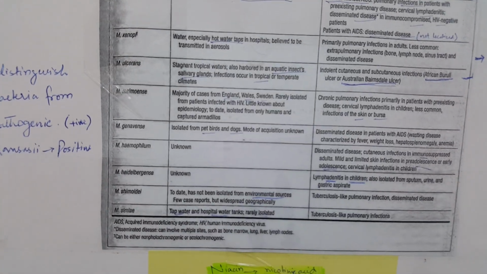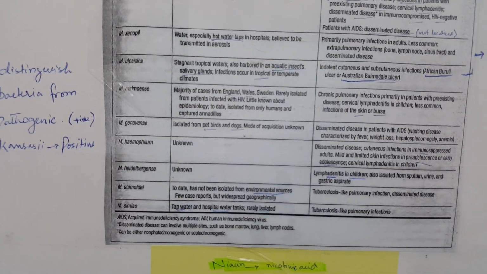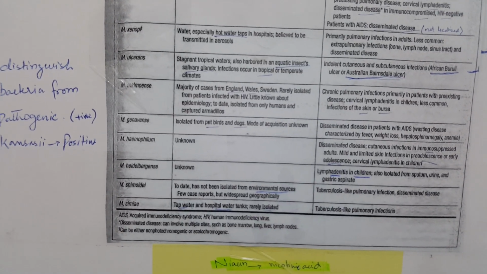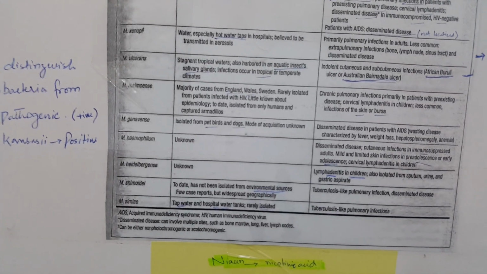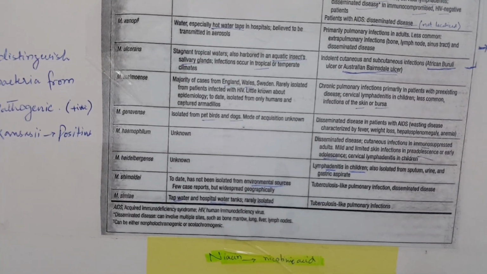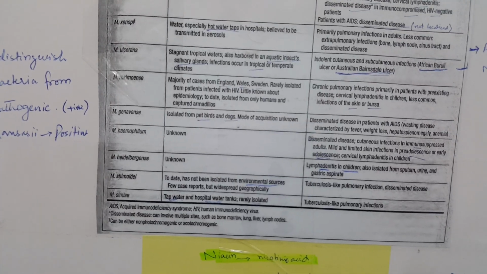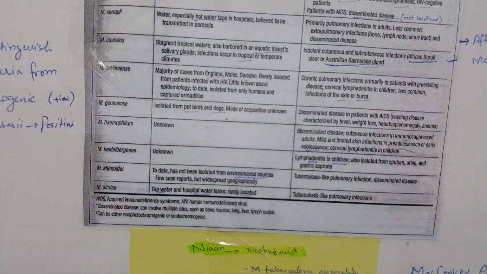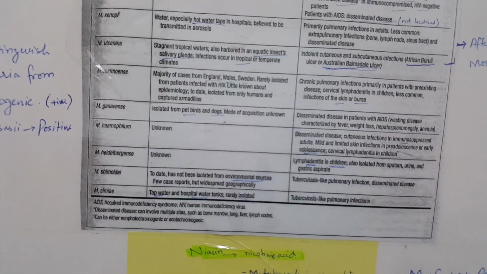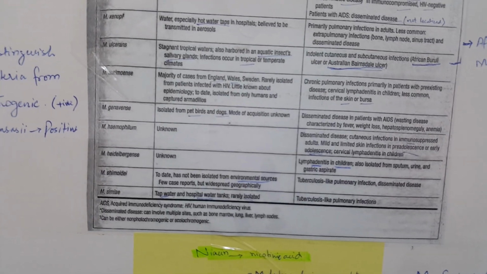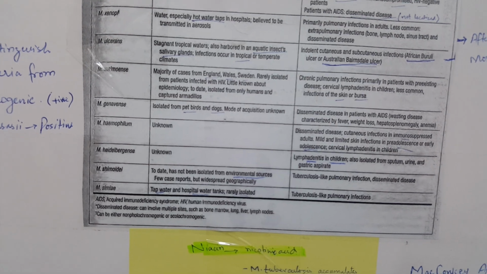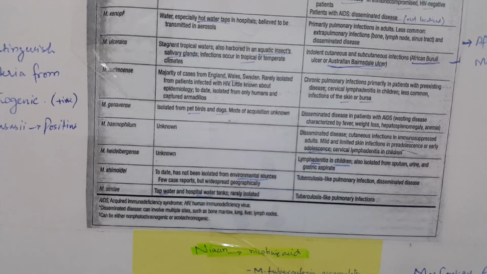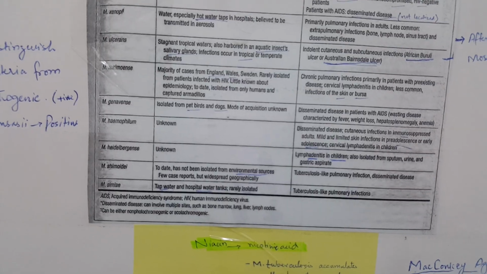Now, M. malmoense: the majority of cases are in England, Wales, and Sweden, and it is rarely isolated from patients infected with HIV. Its etymology is not clear to date, but the organism is involved in chronic pulmonary infection with a pre-existing disease, cervical lymphadenitis in children, and, least commonly, infection of the skin and bursa.